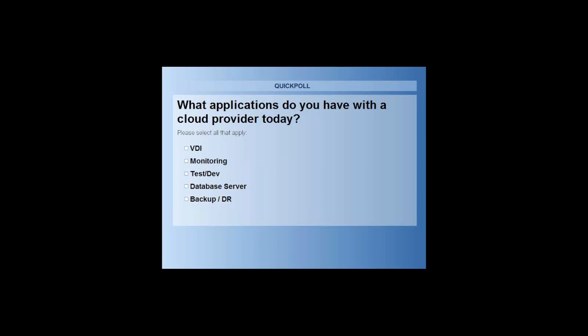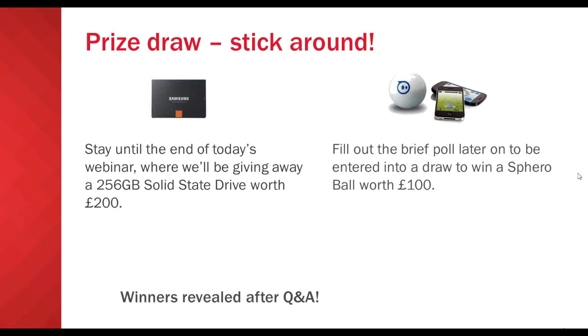Here's the first of the 4 polls. We're going to get this out of the way at the beginning, so we can actually focus on the subject of controlling performance in the cloud. So please participate in the poll. The first question is, what applications do you have with a cloud provider today? Are you running virtual desktop, monitoring, a test dev implementation, database servers, or backups and DR? We'll give you a couple of moments to answer those questions, and then we'll move into the next one.